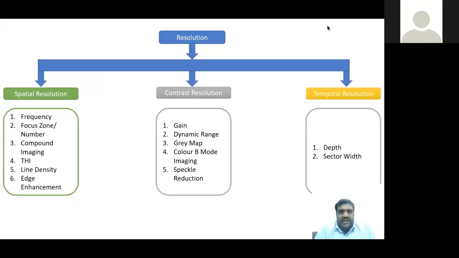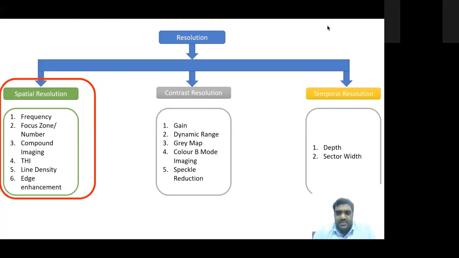Here in this slide, you can see the parameters that predominantly affect each resolution. So here you can make out frequency, focal number, compound imaging, tissue harmonic imaging, line density, and edge enhancement affect spatial resolution, while contrast resolution is affected by gain, dynamic range, gray map, color B mode imaging, and speckle reduction, and temporal resolution is affected by depth and sector width. But that does not necessarily mean that this is the only function that is affected. Sometimes there is an overlap of parameters for the other resolutions as well.